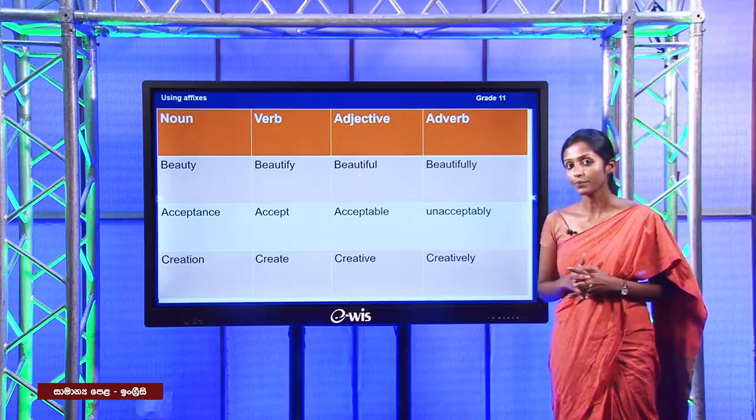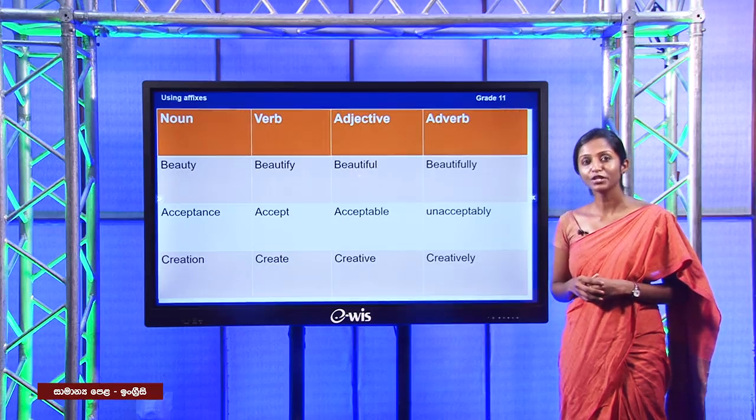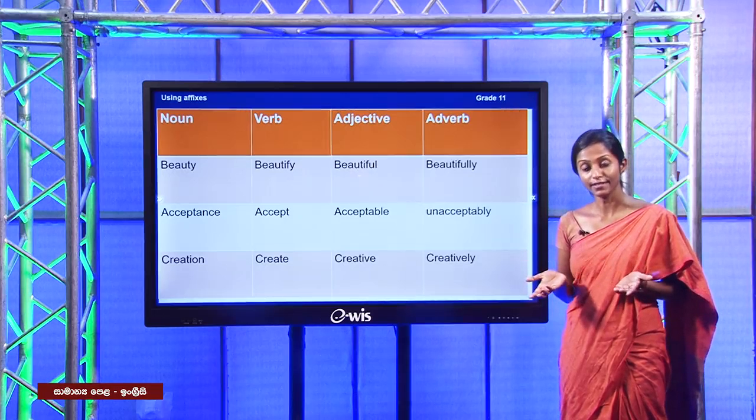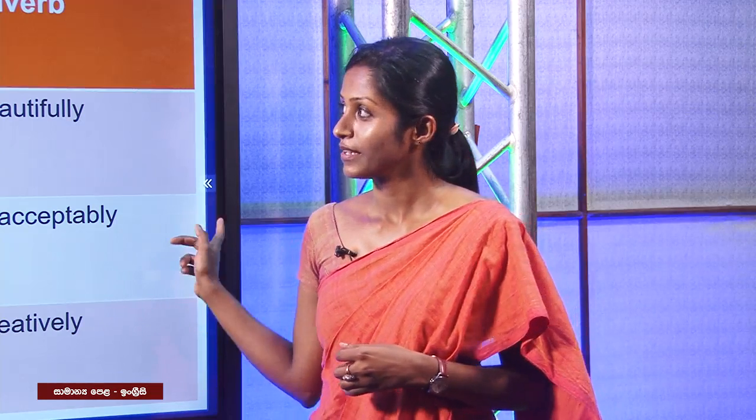So this way, using affixes, we can create lots of word classes of words, and also we can change the meaning of the words. Hereafter, when you read sentences, paragraphs, stories, I'm sure you will notice affixes.